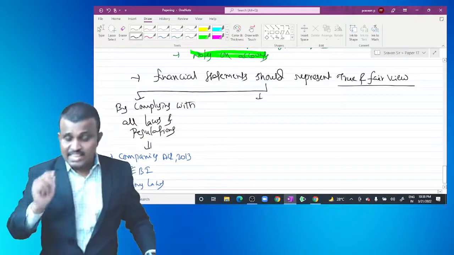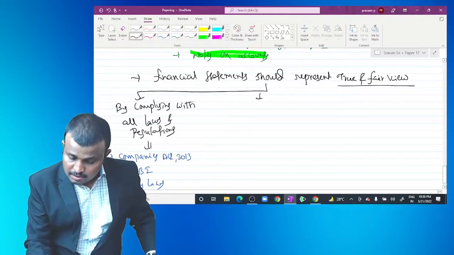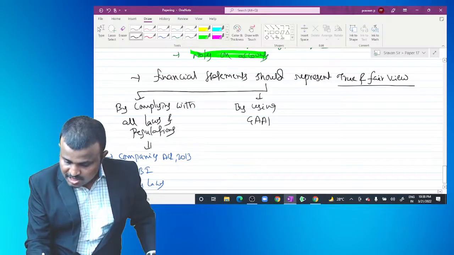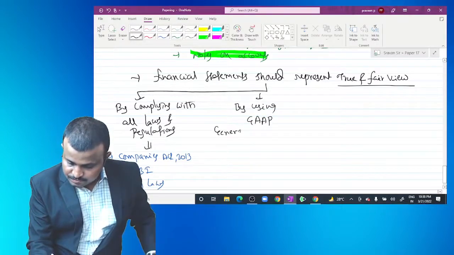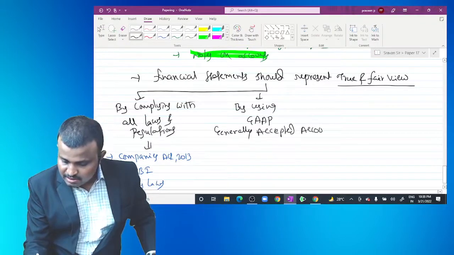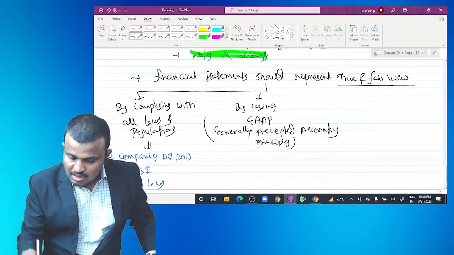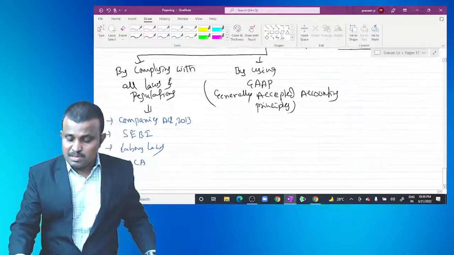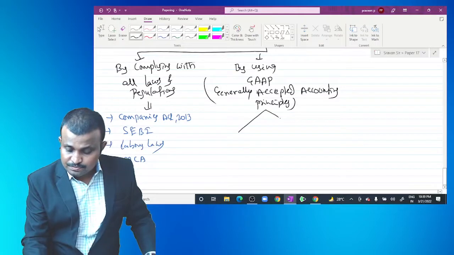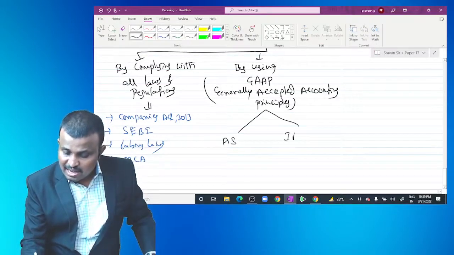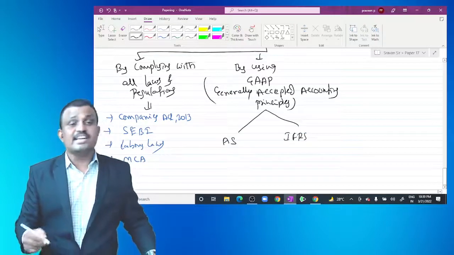And the second one is by using GAAP, generally accepted accounting principles. What is GAAP? Generally accepted accounting principles. So generally it contains what? Accounting standards and IFRS or IAS, Ind AS if any.